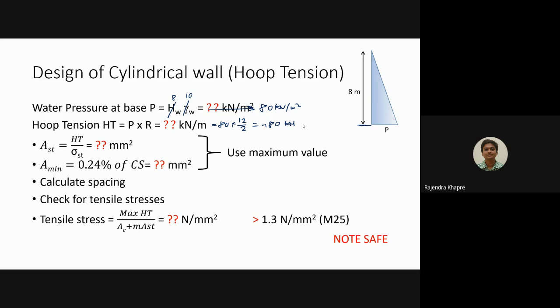Okay. So let us try to design the wall for the maximum hoop tension. This hoop tension will be something like 480 into 10 to the power 3. Okay, sigma st will be something like 130. How much will be this Ast?